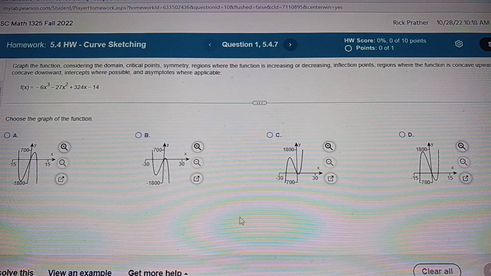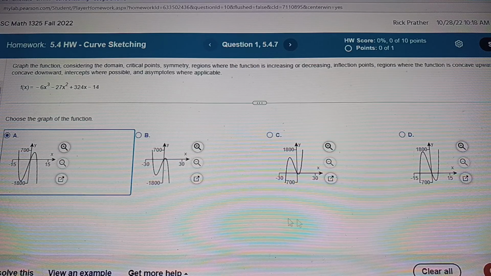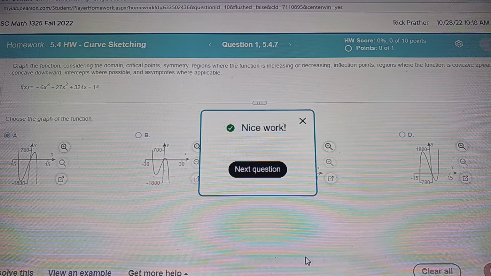For this, it's very easy to eliminate graph C and D instantly just from end behavior knowledge of college algebra. And then it looks like this is going down close to negative 1800, and I had negative 1600. This doesn't appear to go down quite as far as it should. Plus my local maximum was 553. That's pretty close to 700. Here it doesn't come anywhere close to 700. So this graph is pretty easy to tell that this is graph A, once you even have a little bit of the knowledge there.